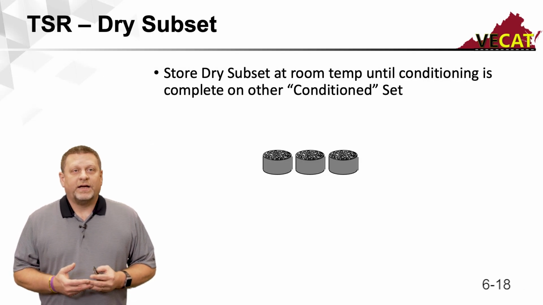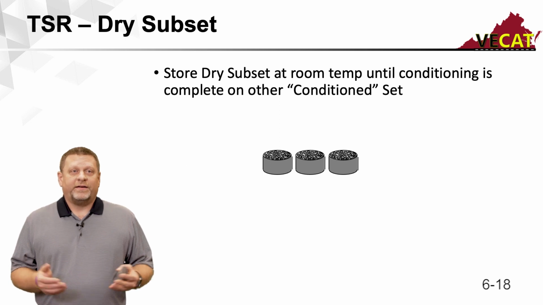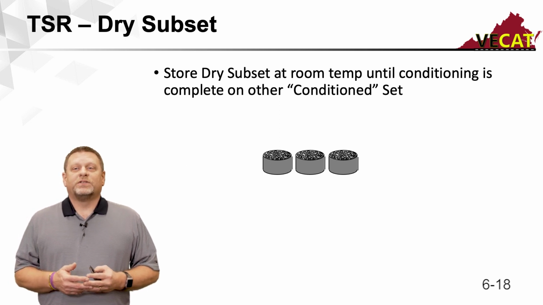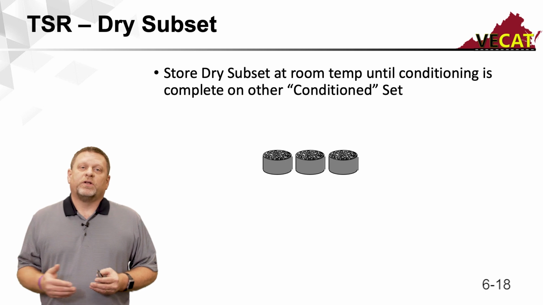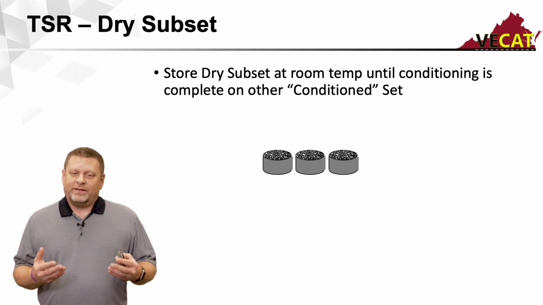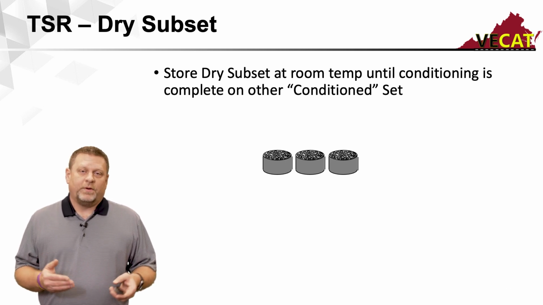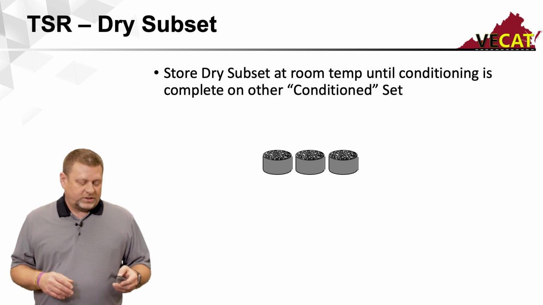For the dry subset, pretty simple work for the next day. All we're going to do is store it at room temperature. Put them on a shelf, put them somewhere they won't be damaged. Don't put them on top of an oven where the heat could mess them up, but just set them over to the side and let them set for about a day.